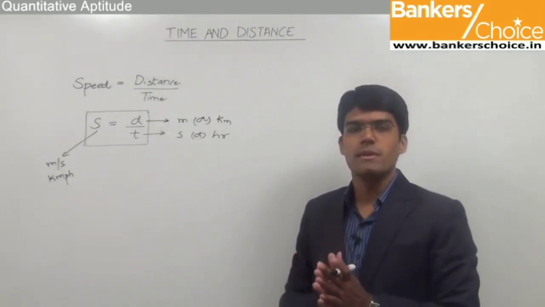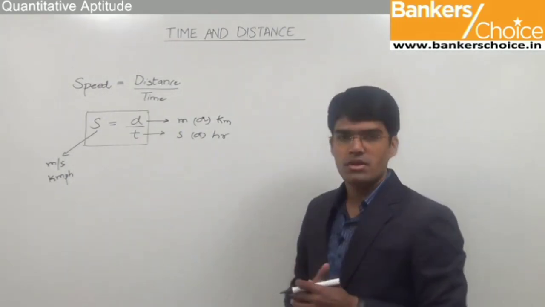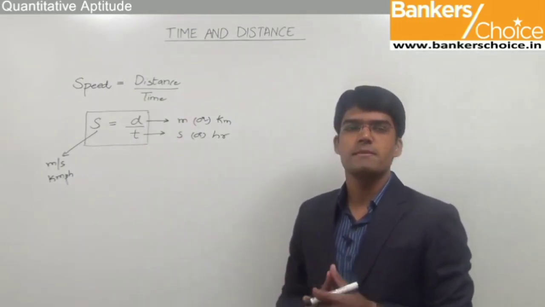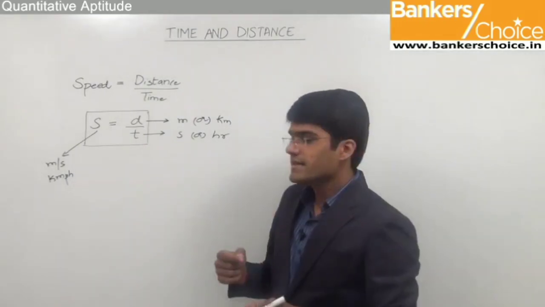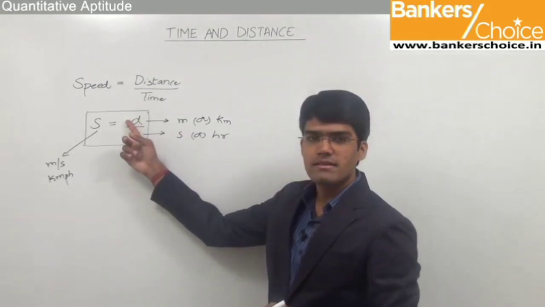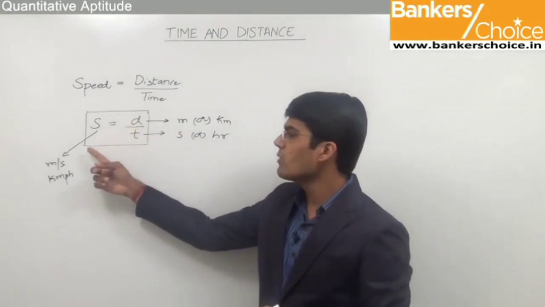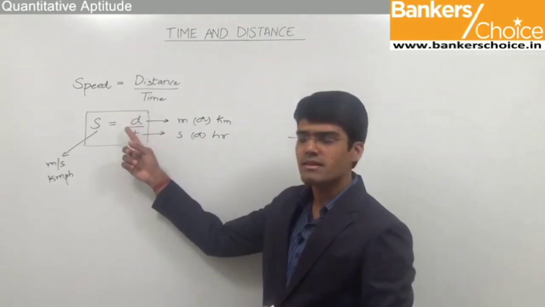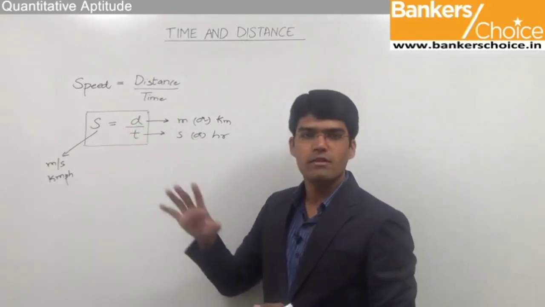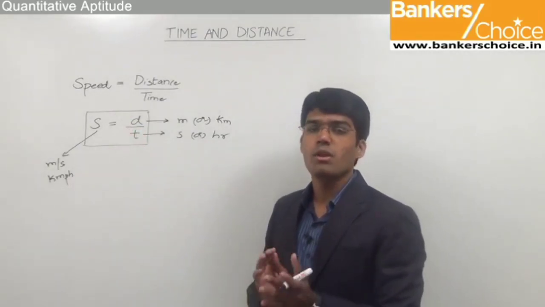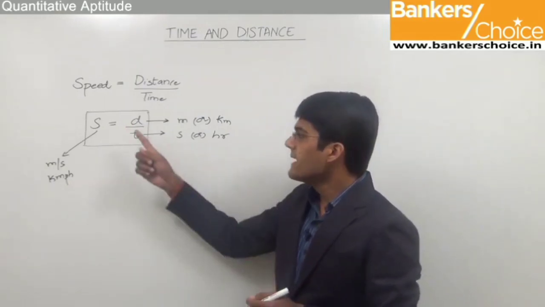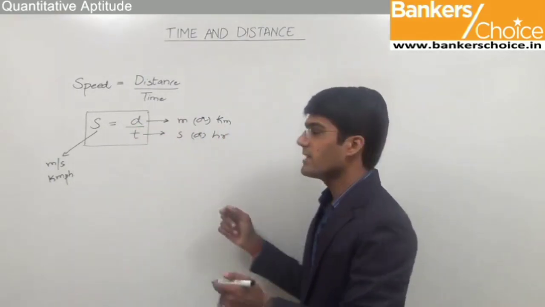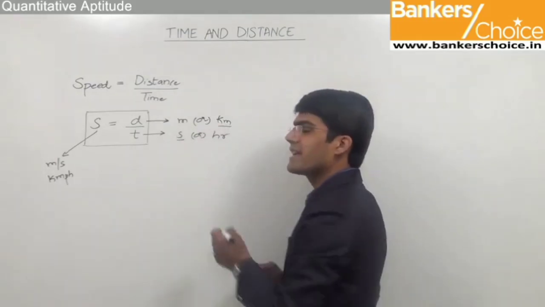And one point which should be taken care of when we are solving questions from time and distance is that units must always be balanced on both sides. For example, if the distance is in meters and time is in seconds, the speed we get will be in meters per second. And similarly, if the distance is in kilometers, time is in hours, the speed we get will be in kilometers per hour. So this should always be balanced. In case the distance is given in kilometers and time is given in seconds, so as you can see, distance in kilometers and time in seconds.